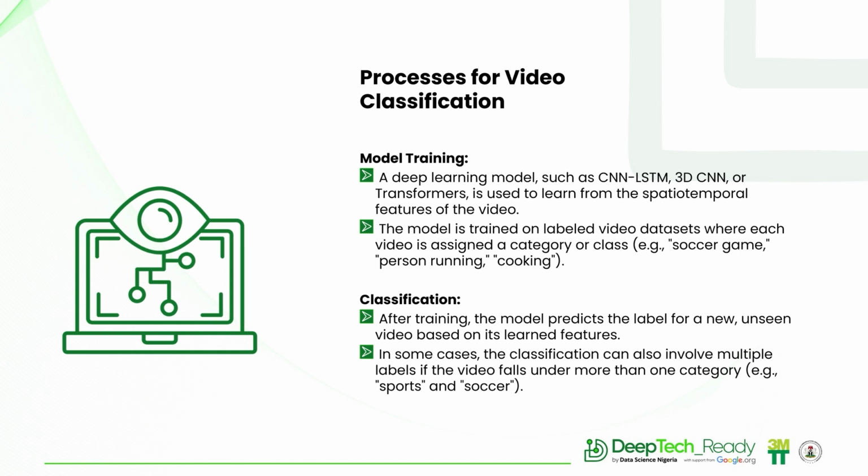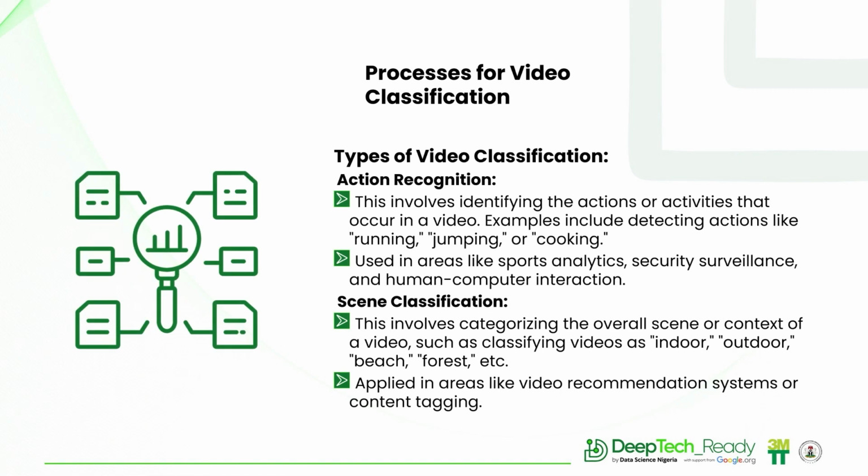So what are the types of video classification? Number one is action recognition, which is one of the things I just made mention of. This involves identifying the actions or activities that occur in a video. Examples include detecting actions like running, jumping, cooking. It's used in areas like sports analytics, security surveillance, and human-computer interaction.